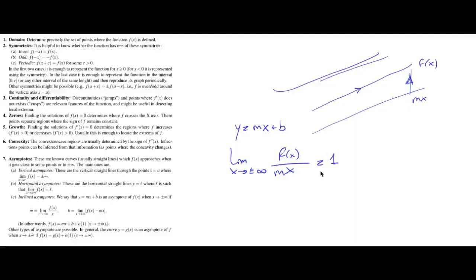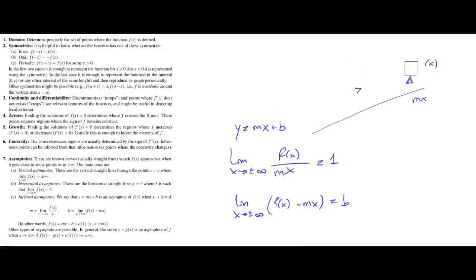You want to shift this line so that you get it close to f, and in order to do that, you have to compute the limit when x goes to plus or minus infinity of f minus mx. The difference between these two lines will give you b, which is the intercept of the asymptote that you want to compute. So in other words, it means that f of x is equal to mx plus b plus small o of 1 when x goes to plus or minus infinity.